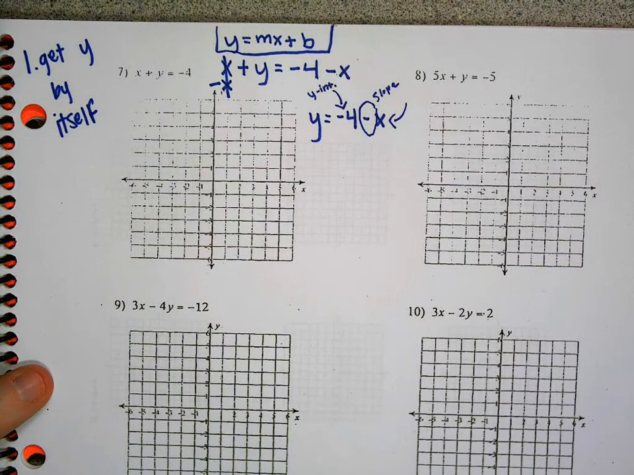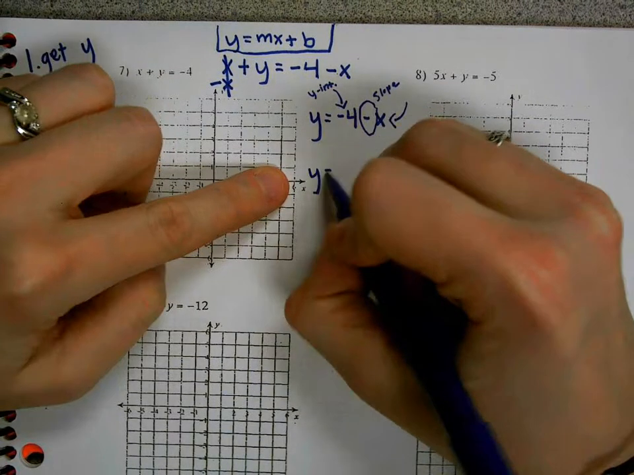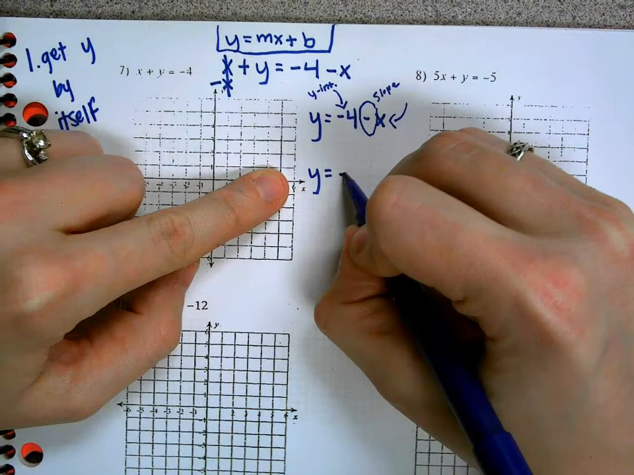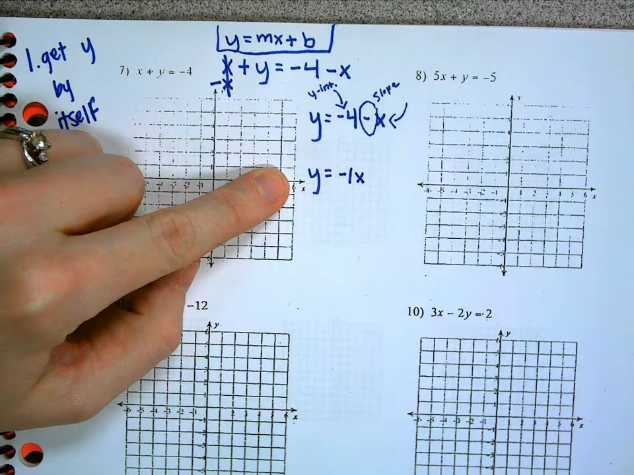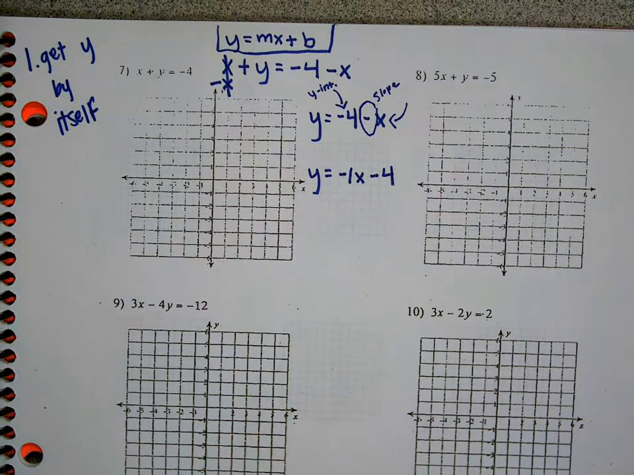If you would prefer to write it in this order, y equals mx plus b, you can go ahead and do that. You're just going to leave the y, and then you put your slope and your x first, and then you put your y-intercept after that. Okay, so you can go ahead and write it either way. Either way will be correct on your test.